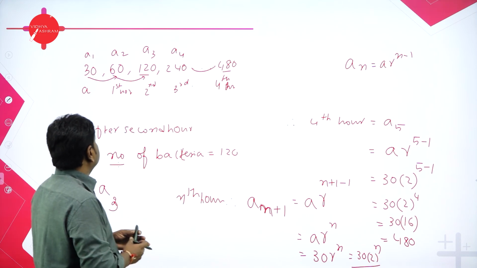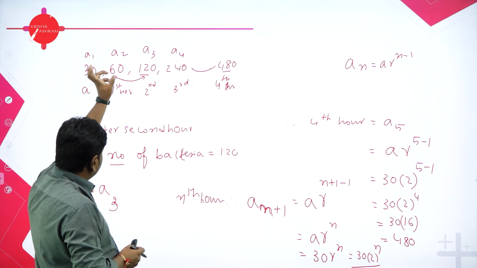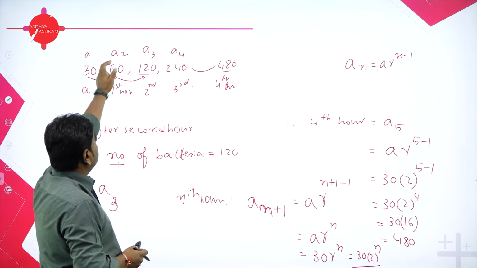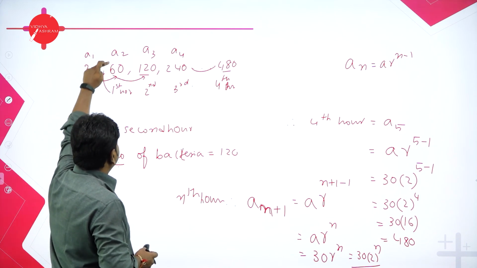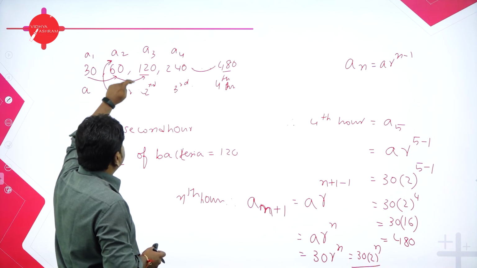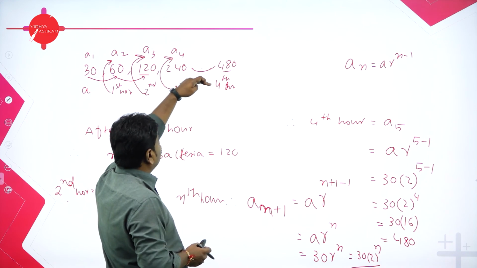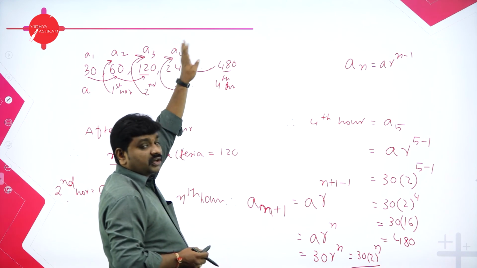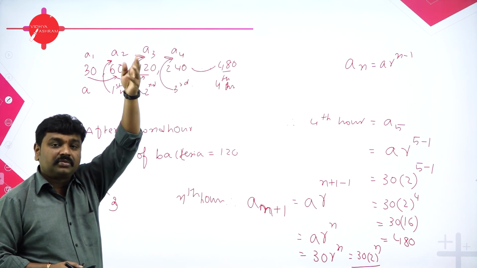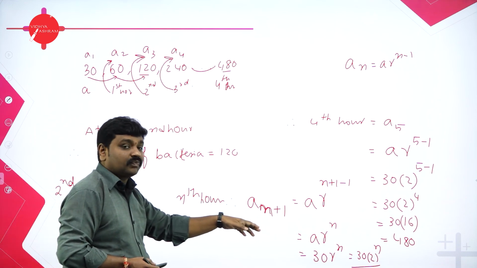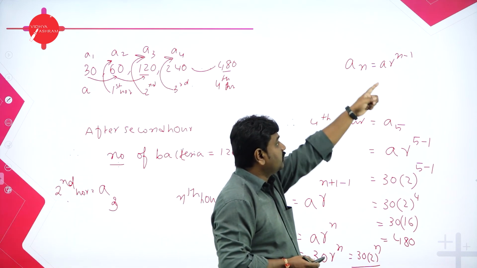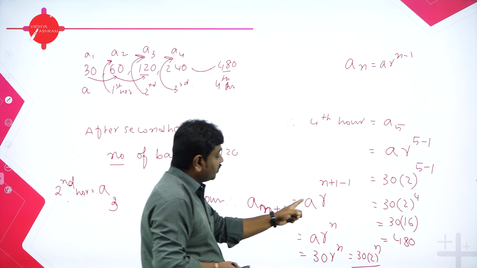See, interesting is 30 initially. After 1 hour, it will become 60. First hour, it is 60, which means first hour means second term. So second hour means third term, third hour means fourth term, fourth hour means fifth term. So like that, sixth hour means seventh term, one term extra. Nth hour means n plus 1th term. What is An? A into R power n minus 1.